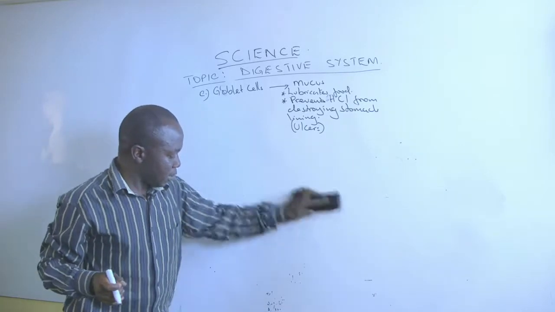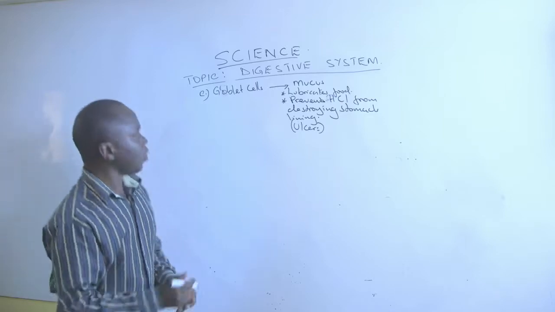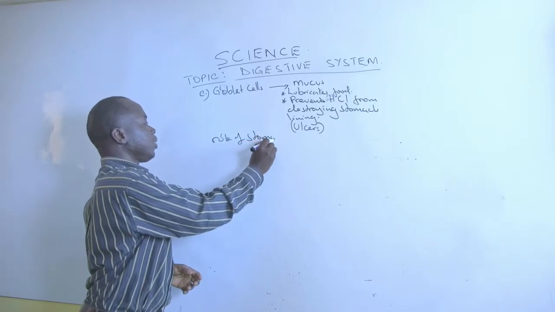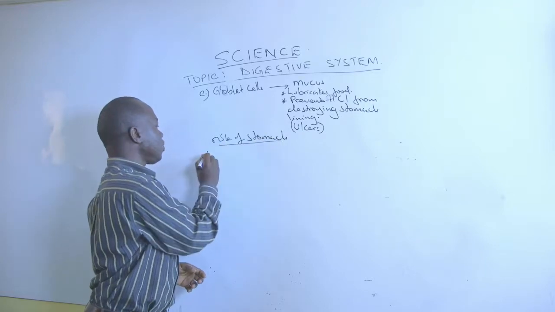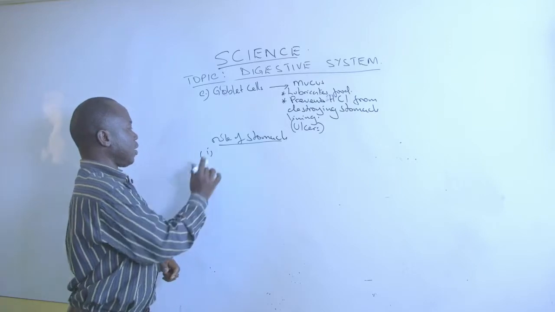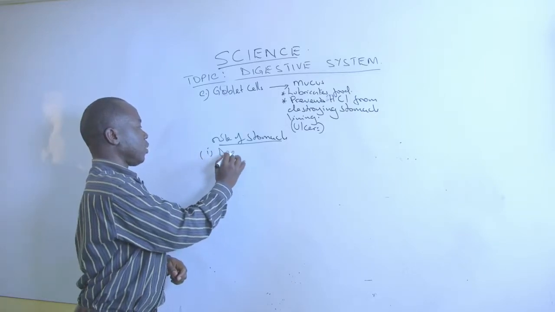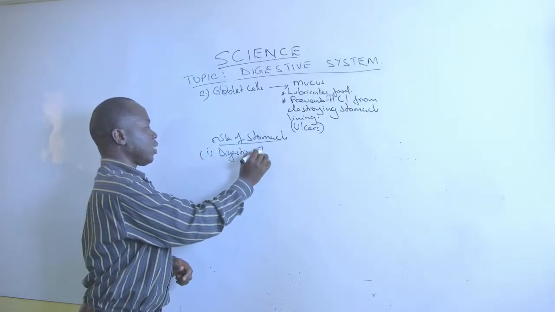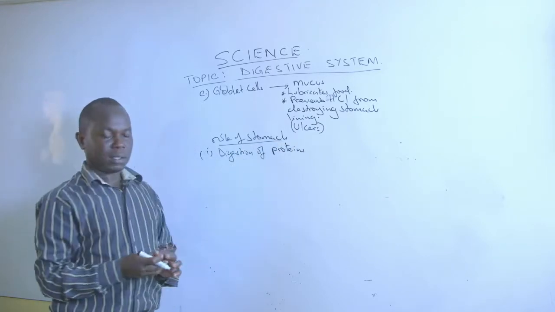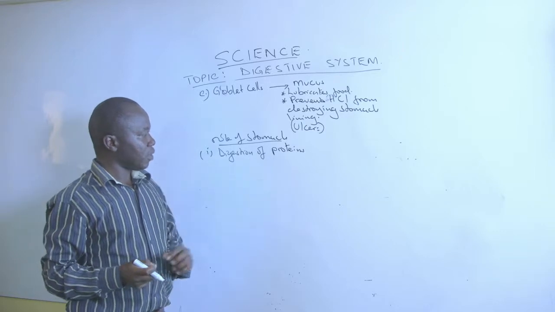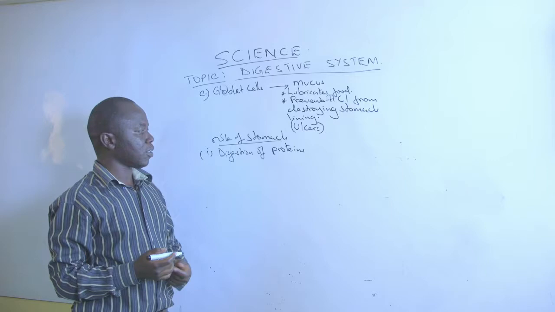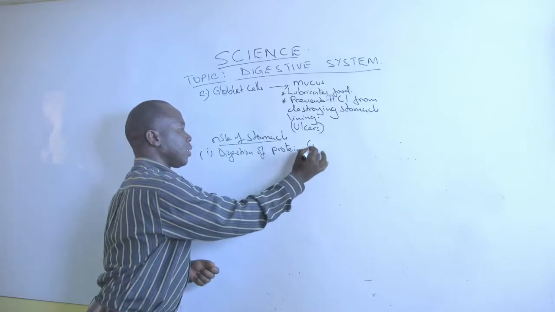But now, what is the role of the stomach? From what we have just mentioned, we can underline two roles. The major role of the stomach is digestion. But of what? Digestion of proteins. We have already looked at it. The enzyme involved is pepsin, which is secreted in form of pepsinogen.